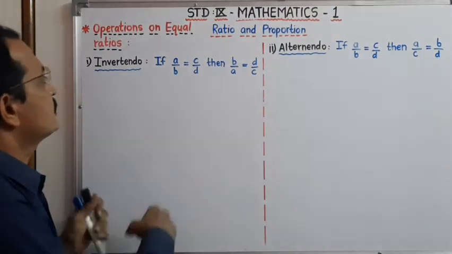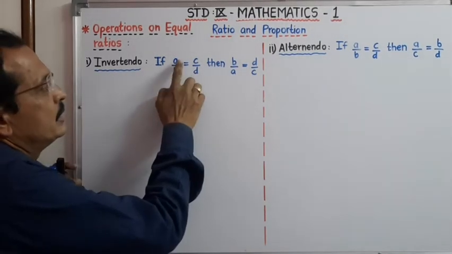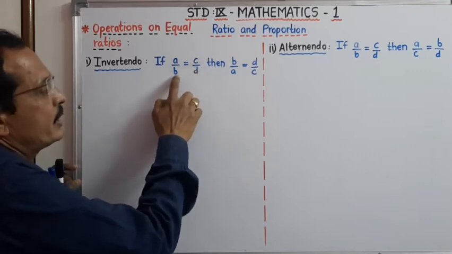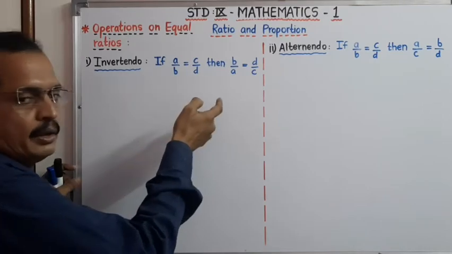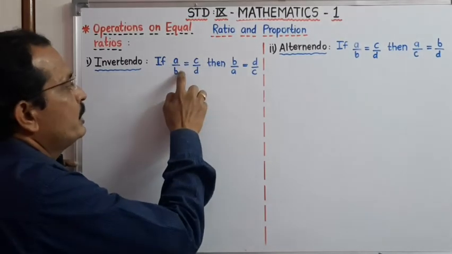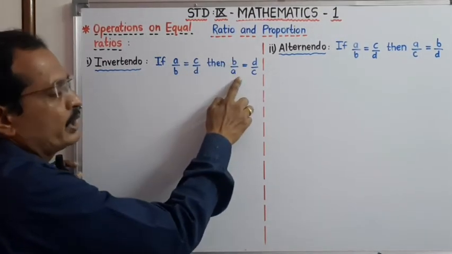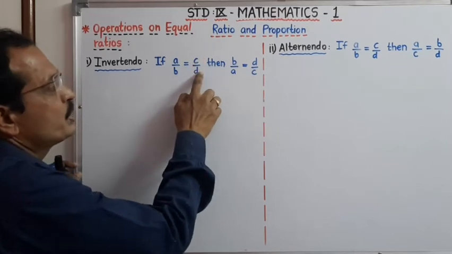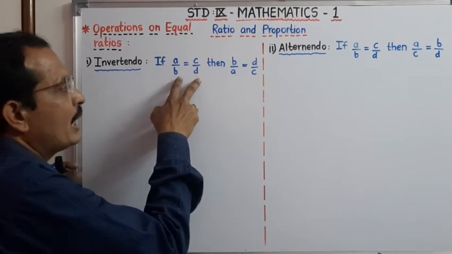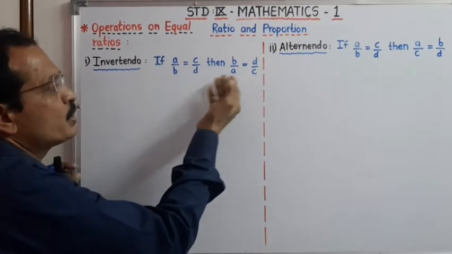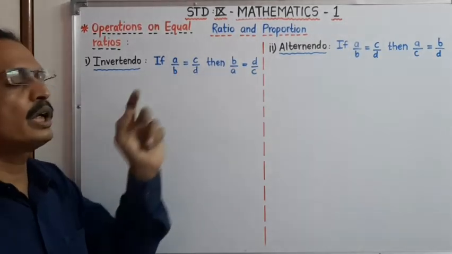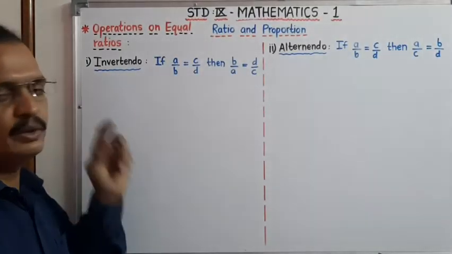Now see, the name is Invertendo. A upon B is the first ratio and C upon D is the second ratio. These two ratios are equal. Then the inverse of that ratio is also equal. That means the inverse of A upon B is B upon A, and the inverse of C upon D is D upon C. If A upon B is equal to C upon D, then if we take the inverse of those ratios, the inverses are also equal. Therefore, it is known as Invertendo.